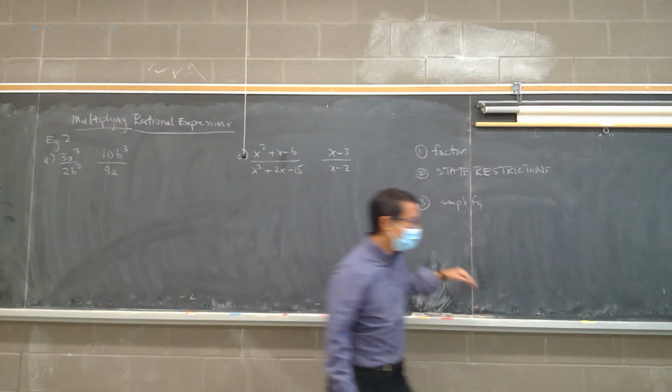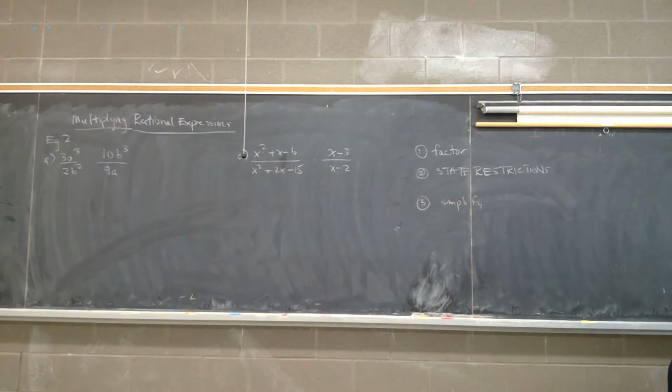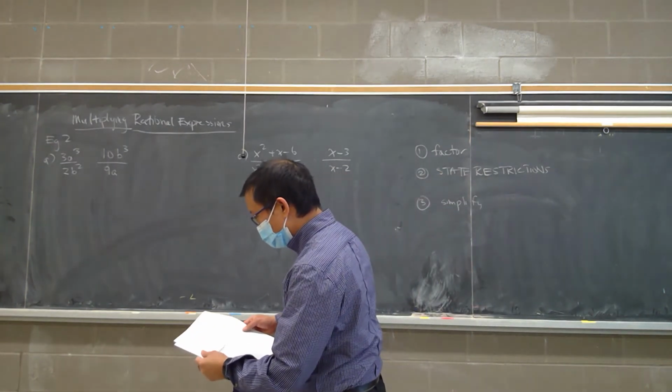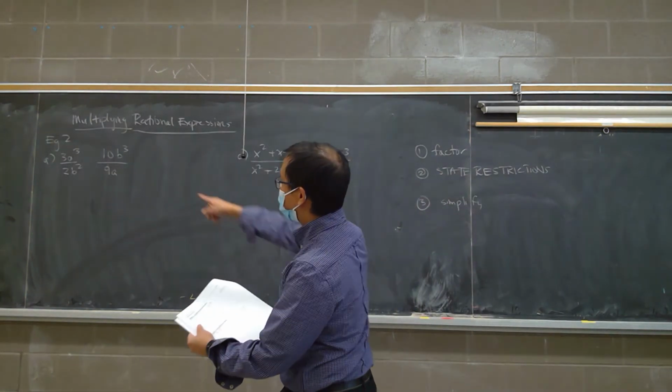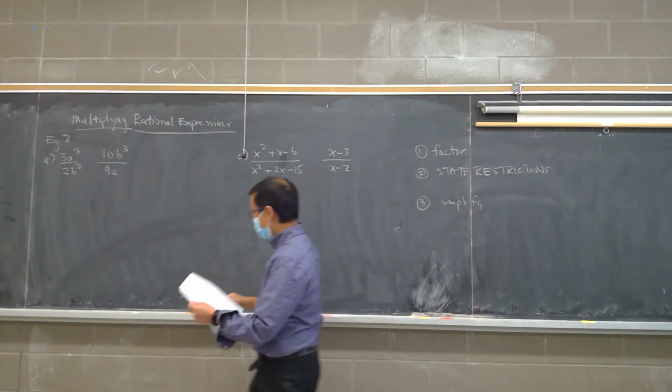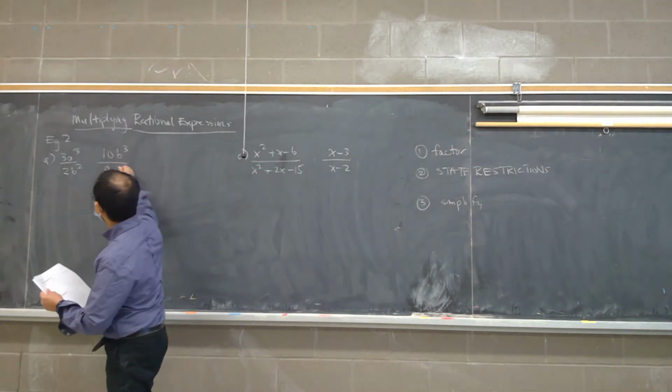Did they copy it wrong? Yeah, it's 9a squared. I'm doing example 2a. Is that alright? Yeah, 9a squared. Thank you. Sorry.